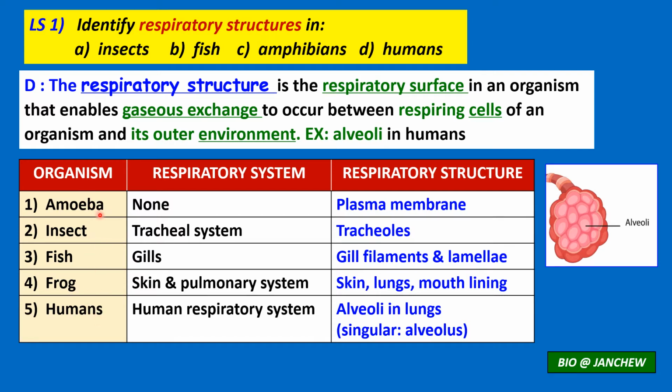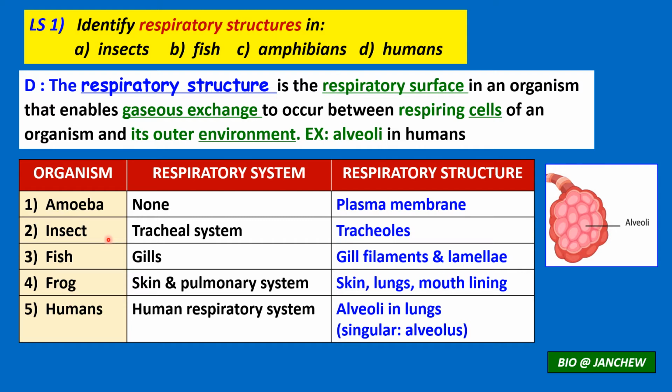And for this video, we will discuss amoeba, insect, and fish. Now, the respiratory system of the amoeba: there's no respiratory system, so we just say the amoeba doesn't have a complex respiratory system. It just uses its plasma membrane as a respiratory structure. So oxygen will diffuse through the plasma membrane into the cell of the amoeba, whereas carbon dioxide will diffuse out from the amoeba through the plasma membrane to the environment.